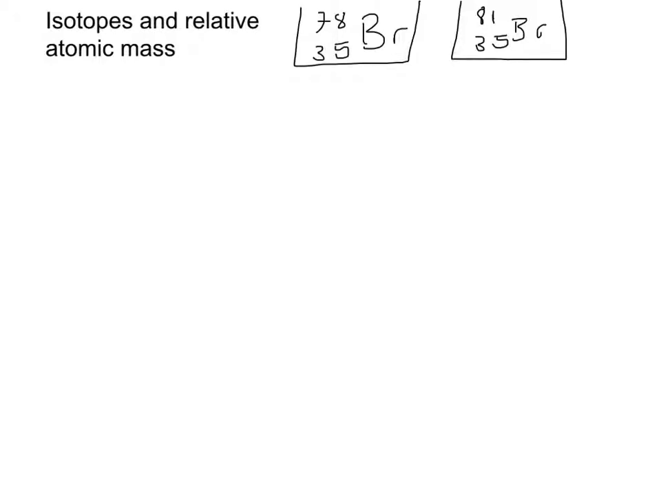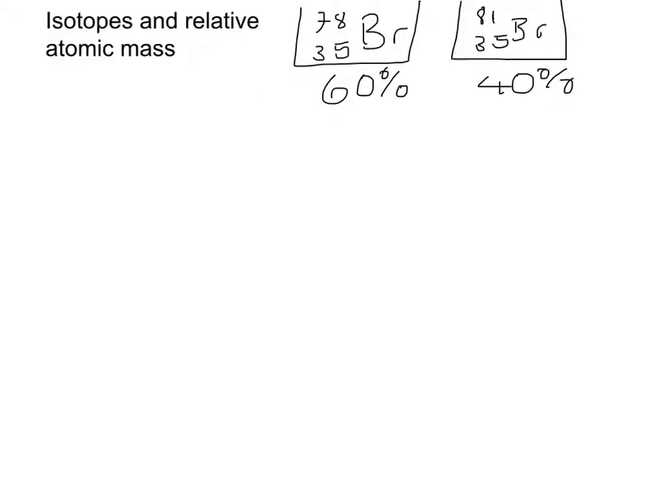Within a sample of bromine, the abundance of each of these isotopes is going to be different. So I'm going to give some percentages to these. The first one I'm going to give 60%, and the second I'm going to give 40%. So what this means is that in a sample of bromine, 60% of the atoms within that bromine sample will be of this isotope, and 40% of the bromine atoms will be of this isotope here.